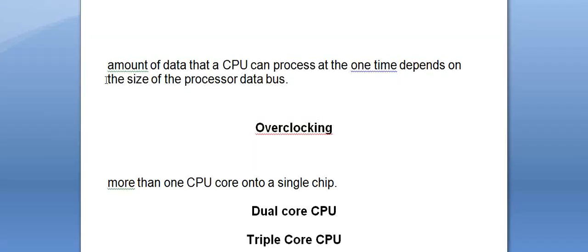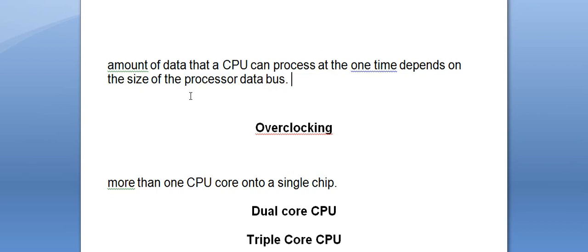Now, the processor data bus. It's basically the channel coming through the motherboard up to the processor, where the electricity, which for a computer is data, travels. So the processor data bus is what connects the processor to the motherboard and to all the data.